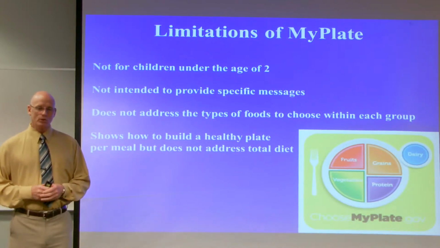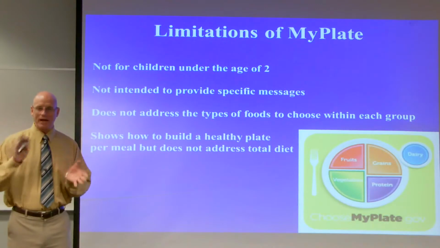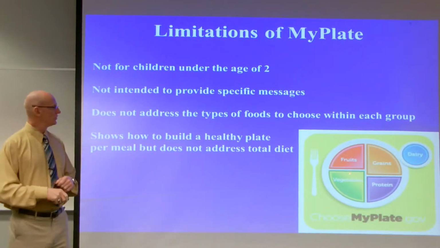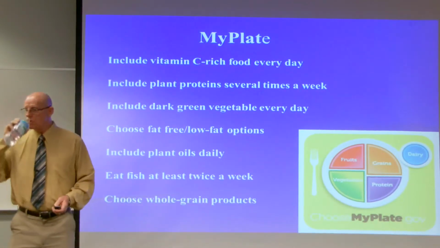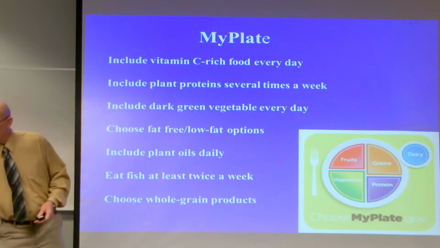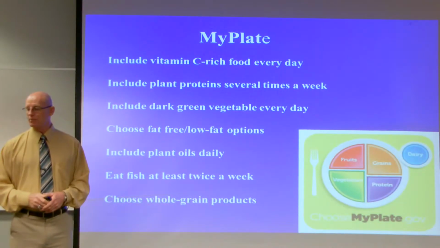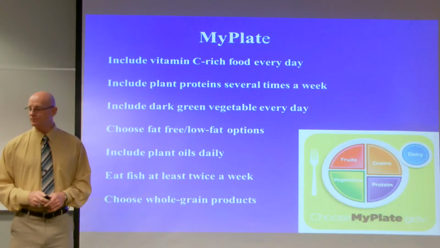When you're consuming foods, you look at your diet within the day, and you do the calculations for the day to see if you have balanced variety in your foods for the day. However, what this will do is keep you on track at every meal. MyPlate will include vitamin C rich foods every day, include plant proteins several times a week, include dark green vegetables every day, choose fat-free or low-fat options, include plant oils daily, eat fish at least 2 times a week, choose whole grain products.